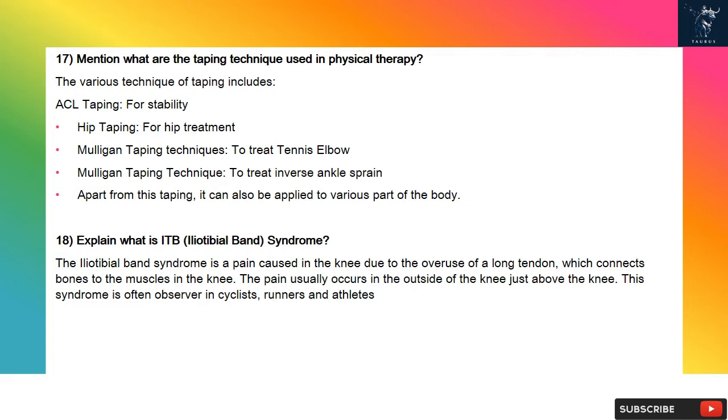18. Explain what is ITB, iliotibial band syndrome. Iliotibial band syndrome is a pain caused in the knee due to the overuse of a long tendon, which connects bones to the muscles in the knee. The pain usually occurs on the outside of the knee, just above the knee. This syndrome is often observed in cyclists, runners and athletes.